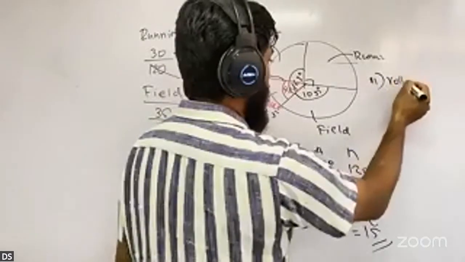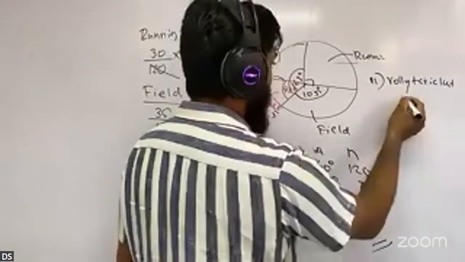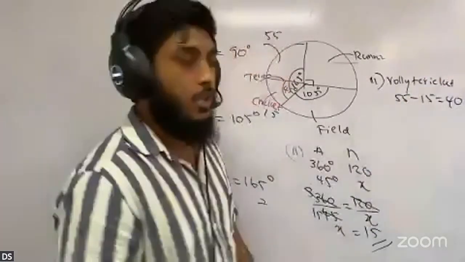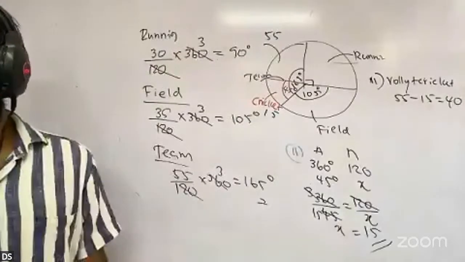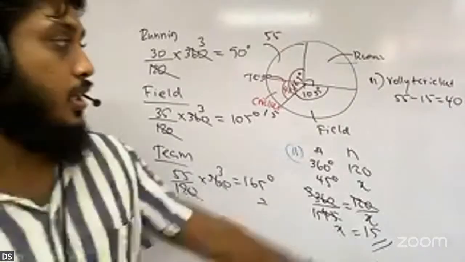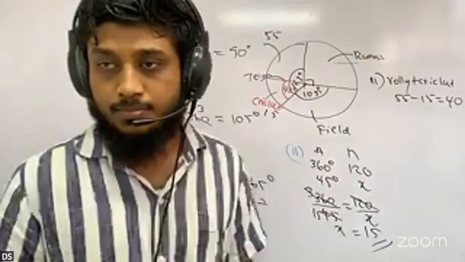You can find the volleyball and football. Volleyball and football, how much? From 55 you minus 15, you get 40. So 40 people are playing volleyball and football. If 40 people are playing volleyball and football, now how many people are playing each? 20.